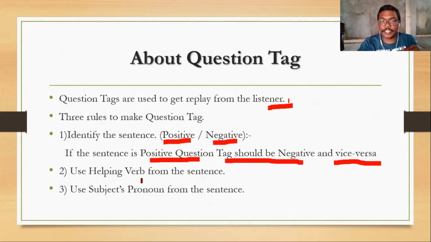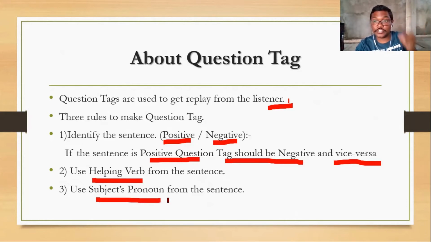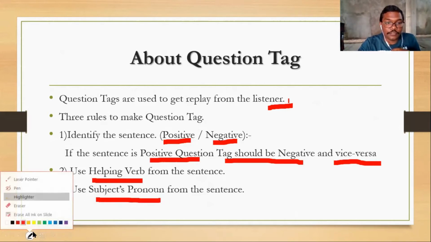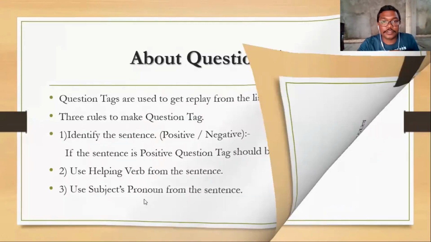Use helping verbs. The second thing is you have to identify the helping verbs in the sentence. With that, we are going to make the question tag. Second point, helping verbs, you remember. And the third one is the subject pronoun. Compulsorily you have to use not the subject directly, but the subject pronoun. If there is a boy's name, you have to use he. If there is a girl's name, you have to use she. Like this, we have to take the subject pronoun in the sentence. Clear? We shall see clearly with examples.